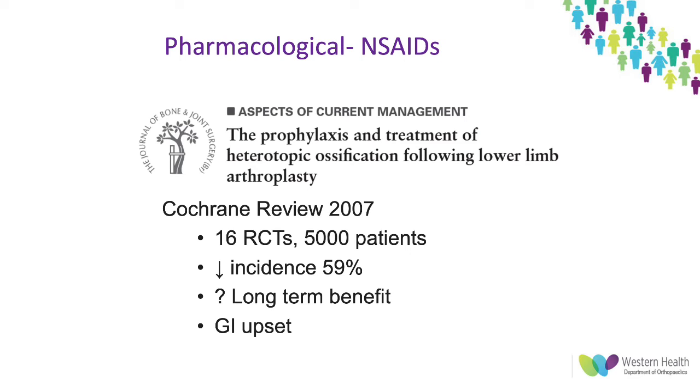This was a Cochrane review published in 2007, which looked at the effectiveness of NSAIDs in reducing HO production. A total of 16 RCTs were included, totaling nearly 5,000 patients. And the findings were that perioperative NSAIDs reduced the incidence of HO by between 1/2 and 2/3. However, there was a lack of data concerning any long-term benefits, such as pain control and mobility, and some patients receiving NSAIDs did also experience GI upset.